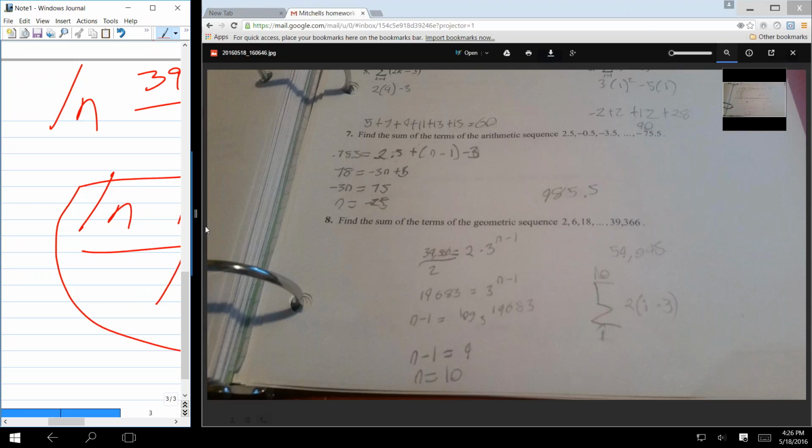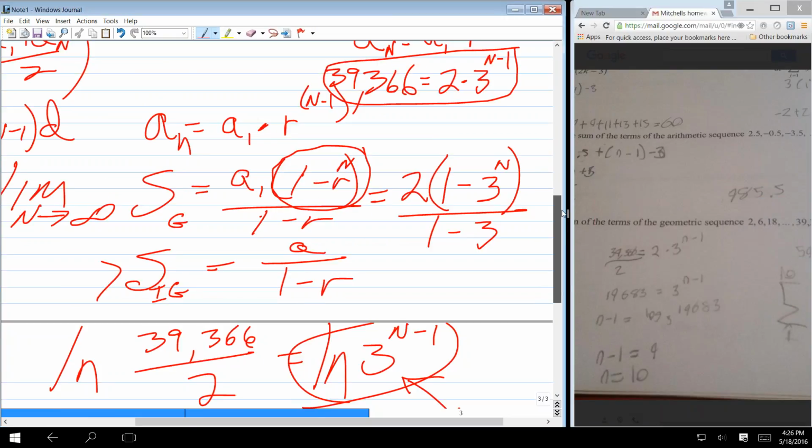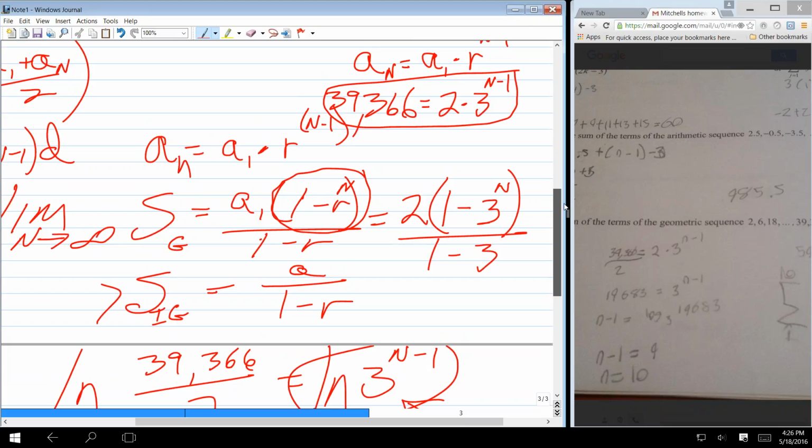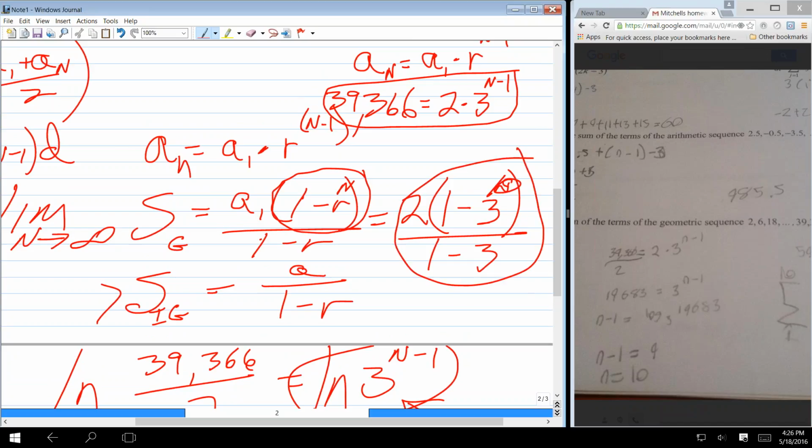However, to find the sum, we still have to go back and use this sum formula. So now we know n is 10 here. Now we need that number, and that would be the sum. And notice that's going to be a positive number. The numerator is going to be negative, the denominator is going to be negative, and the sum will be 1 minus 3 to the 10th, the negative of that.